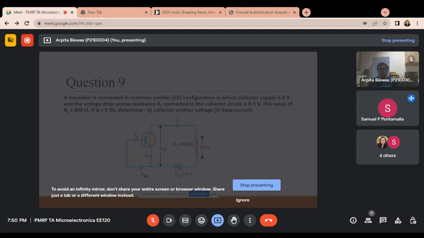Question number 9. A transistor is connected in a common emitter configuration in which the collector supply is 8 volt and the voltage drop across the resistance RC connected in the collector circuit is 0.5 volt. The value of RC is 800 ohm. If alpha is 0.96, then determine the collector emitter voltage and the base current. So take your time and then try to solve.